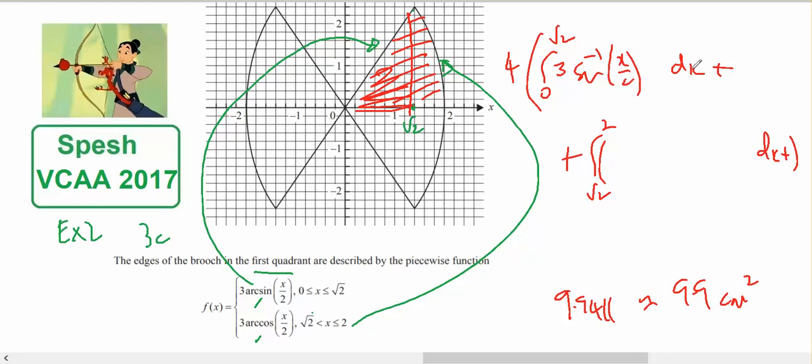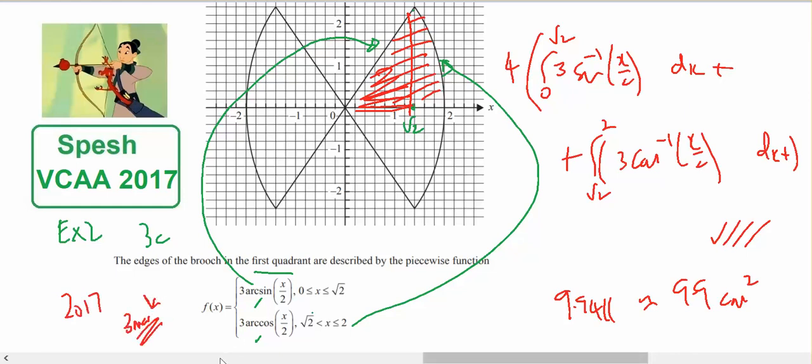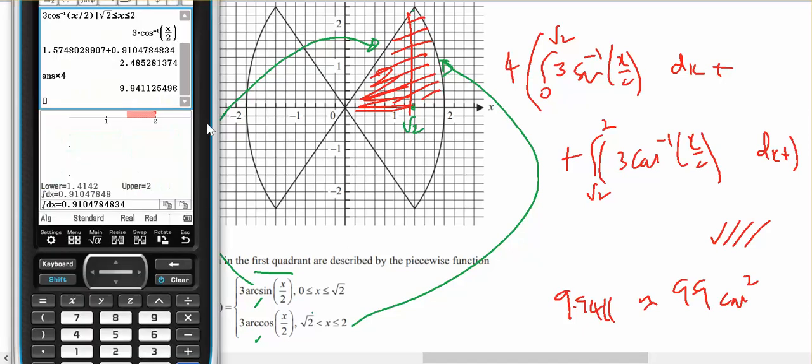I'm now going to put for my method marks the integral of 3 inverse sine of x on 2 dx, plus from root 2 to 2, 3 inverse cosine of x on 2 dx, and times it all by 4 gives me my total area. I'm very surprised that in 2017 that was a 3-mark question, given that you could have done it all on calculator by shading areas.